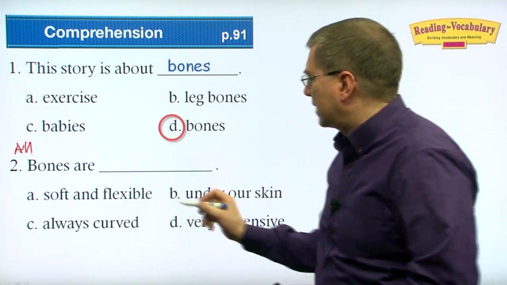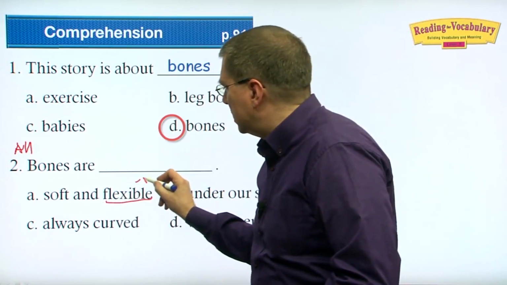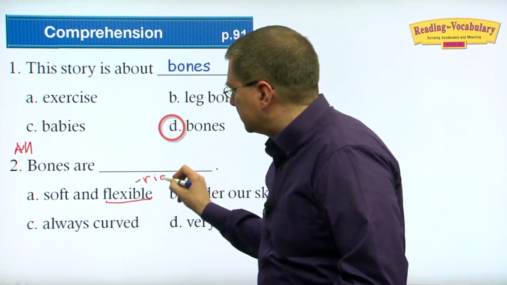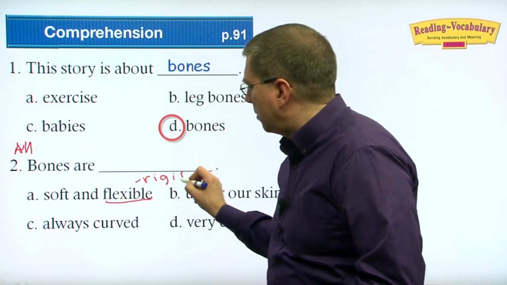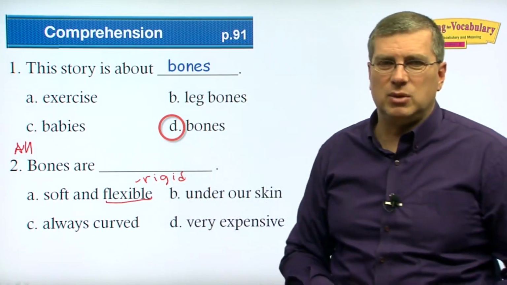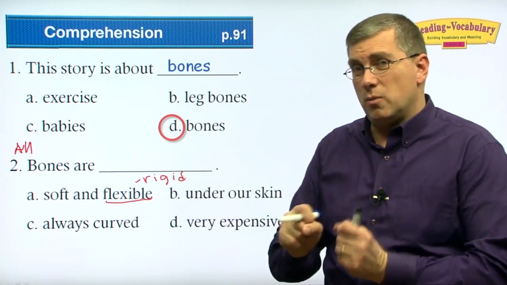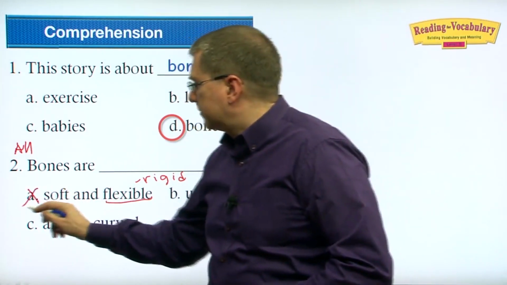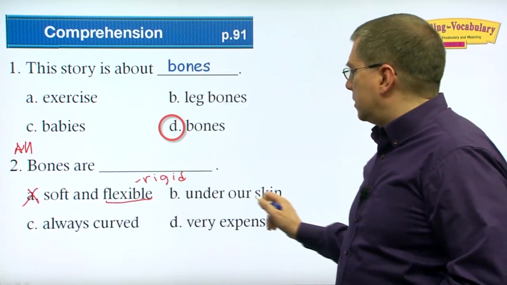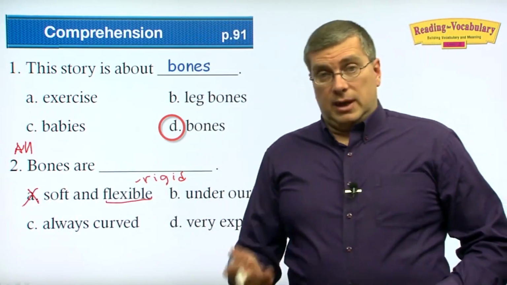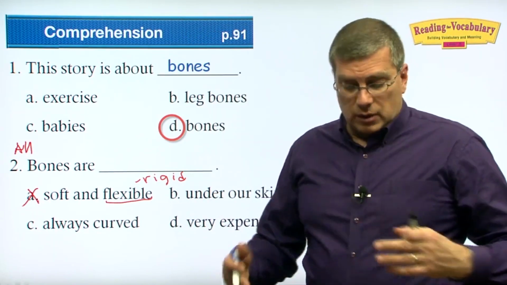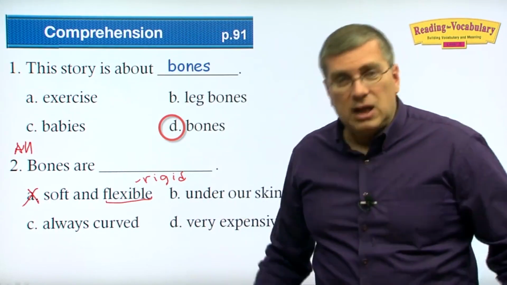I mean, maybe they bend a little bit, but we don't call them flexible. The opposite of flexible, by the way, is rigid. It doesn't bend. And our bones are not really that flexible. They're more rigid. They don't bend. So A is not correct. Bones are what? Bones are under our skin. If you think about it, yes, all of your bones are under your skin. Can you see any of your bones?